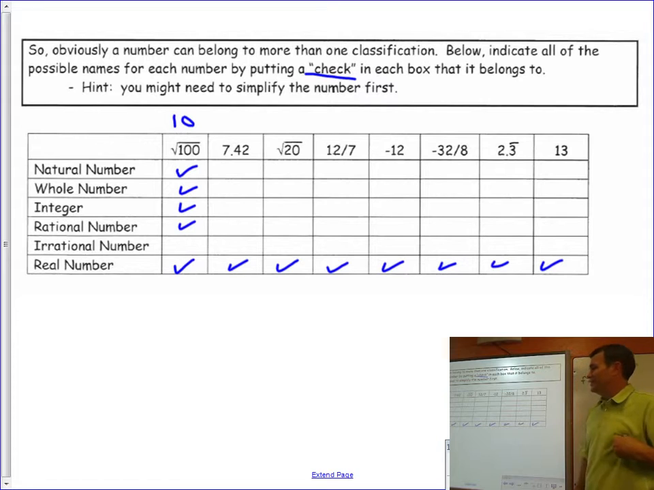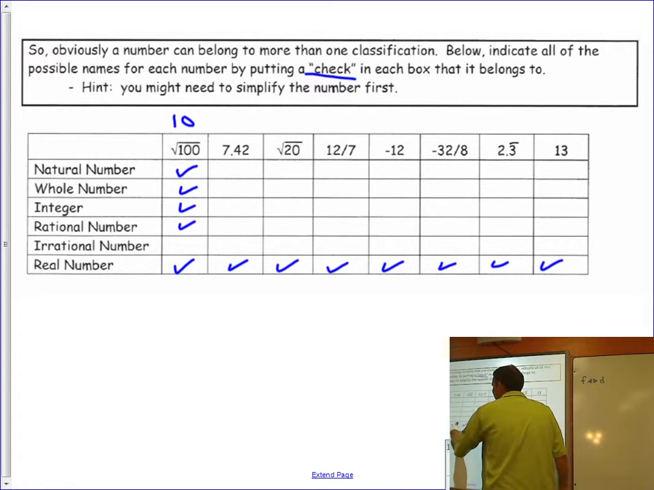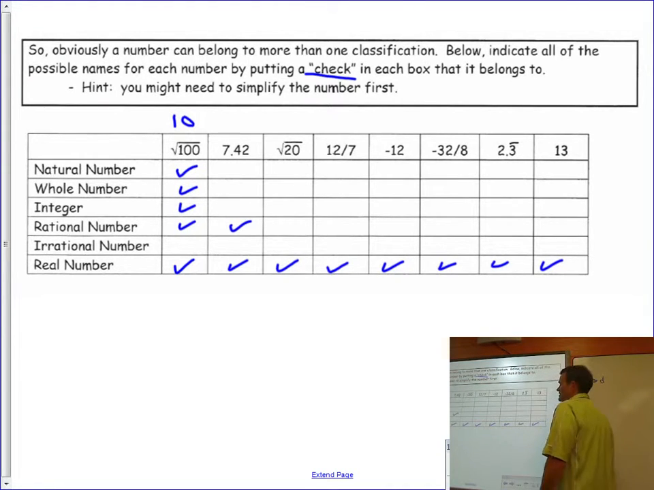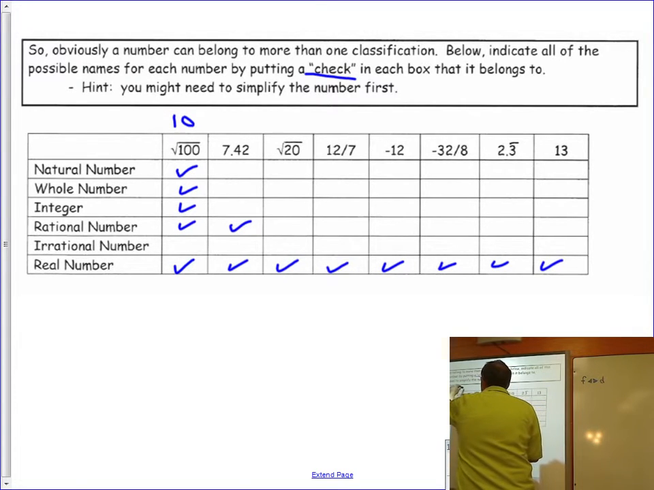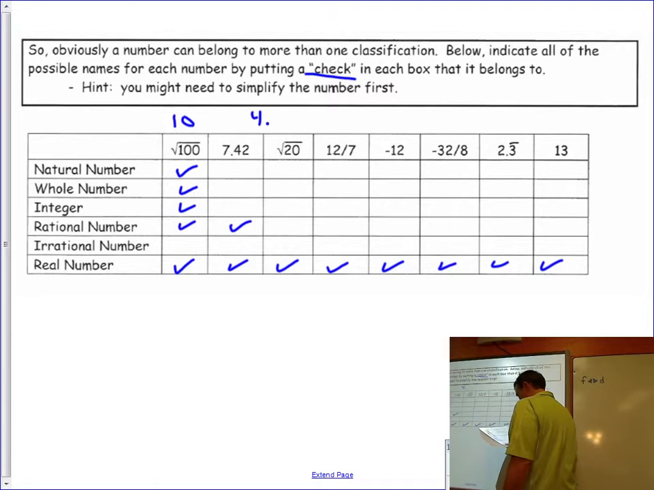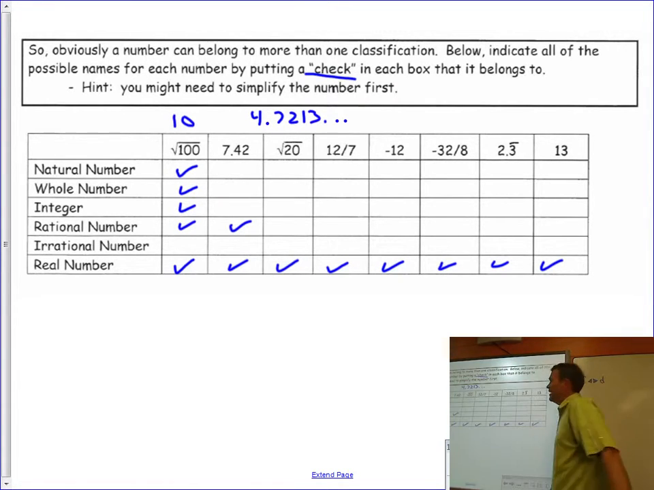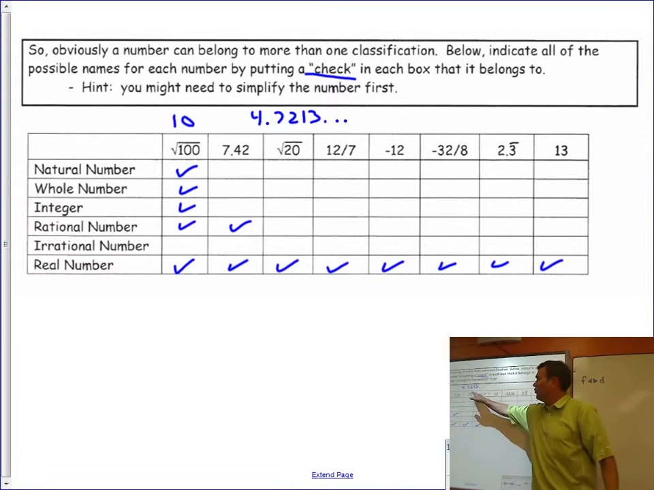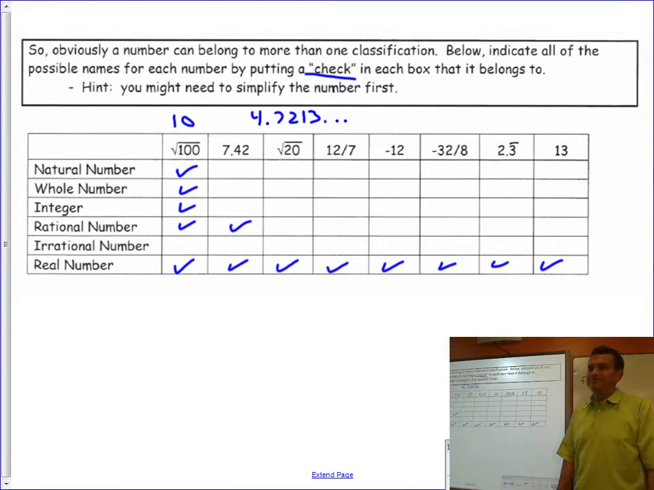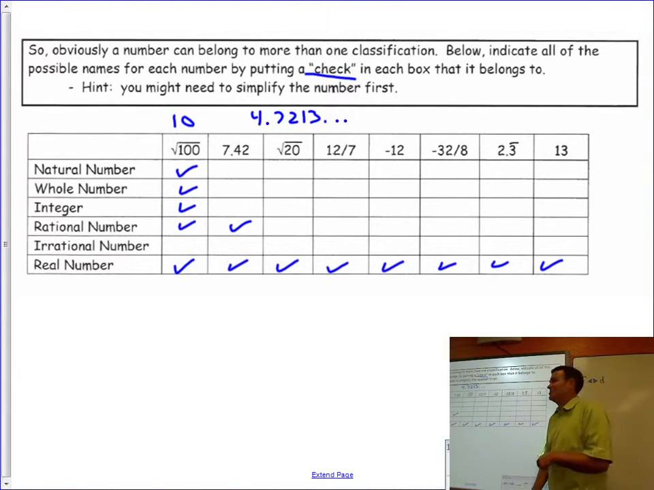So let's see, which ones of these would be terminating decimals or repeating decimals? Well, this is a terminating decimal, so it's rational. The square root of 20. I typed that into my calculator and I found out that the square root of 20 is 4.7213, and that baby just keeps going. You know, 20 is not a perfect square. So the square root of it is a non-terminating, non-repeating decimal, better known as an irrational number.